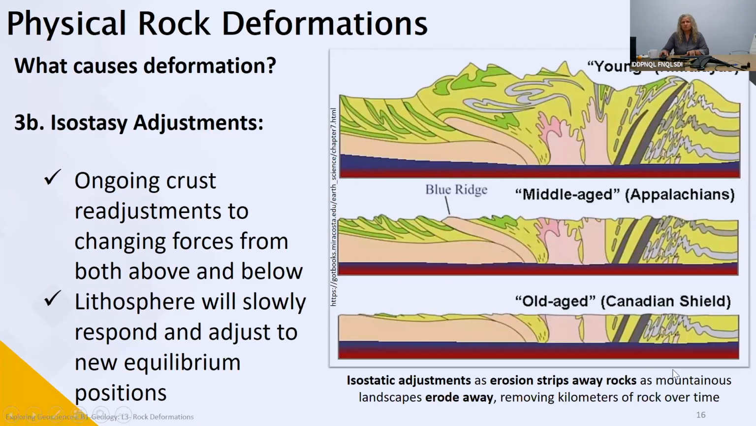The isostasy adjustments: what we see within different types of mountain ranges is ongoing crust readjustments to changing forces from both above and below. So the lithosphere will slowly respond and adjust to new equilibrium positions. Whatever rocks erosion strips away within these mountains, the remaining rocks will move slowly to regain equilibrium.